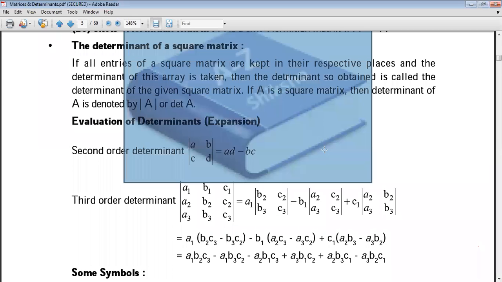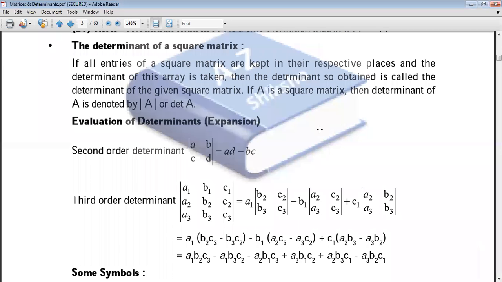Okay, hello? Okay, now see, this expansion is very much simple. That is, the expansion for a second order determinant is very much simple. Now the problem arises in the case of the expansion of a third order determinant. It is very important, so listen very carefully. Now this is the third order determinant: a1 b1 c1, a2 b2 c2, a3 b3 c3.